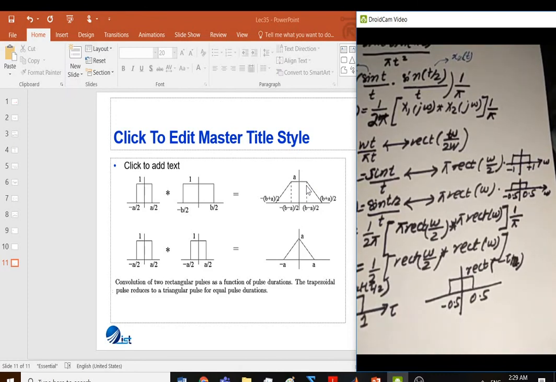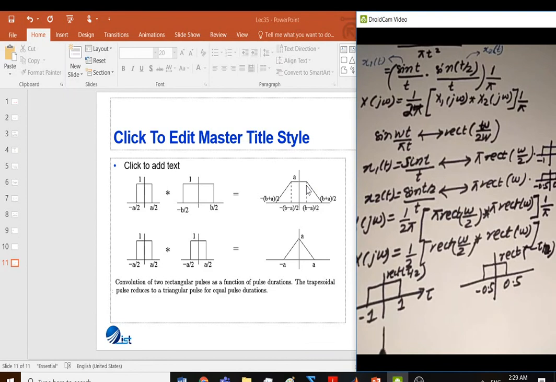And what's the second step? The second step is we get rect of omega minus tau.